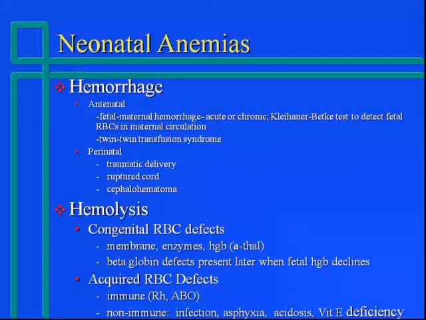This can be from congenital red blood cell defects, such as membrane defects, hereditary spherocytosis, enzyme deficiency like G6PD deficiency, or from hemoglobin, from thalassemia, although the beta globin defects tend to present later in life, later in infancy, as the fetal hemoglobin declines. Babies can also have acquired red blood cell defects, immune, as we discussed, the Rh and ABO incompatibility, and non-immune problems from infection, from asphyxia, from acidosis, or from vitamin E deficiency.